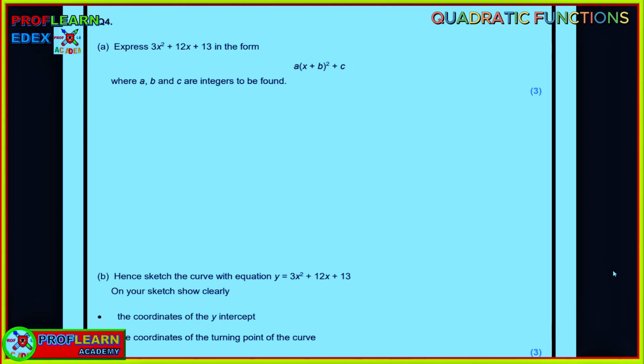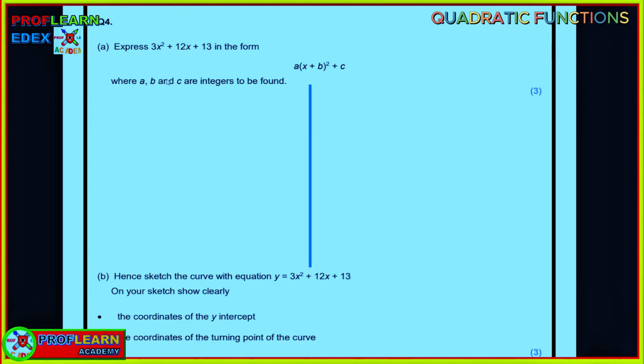Question number 4 here is testing on the completing the square part. Also, you can access this PDF in the description. You go and download it so that you can attempt those questions as we are doing them, and then you can confirm whether your answers are exactly what we are getting.